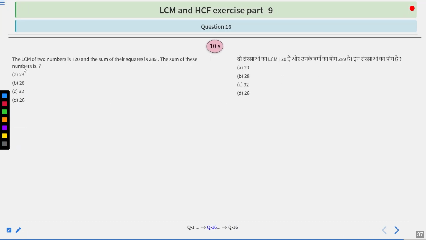Next question. The LCM of two numbers is 120 and the sum of their squares is 289. Then the sum of these numbers is option A 23, option B 28, option C 32, and option D 26. I'm giving you 10 seconds to find out the correct answer. After that, I will do the solution.